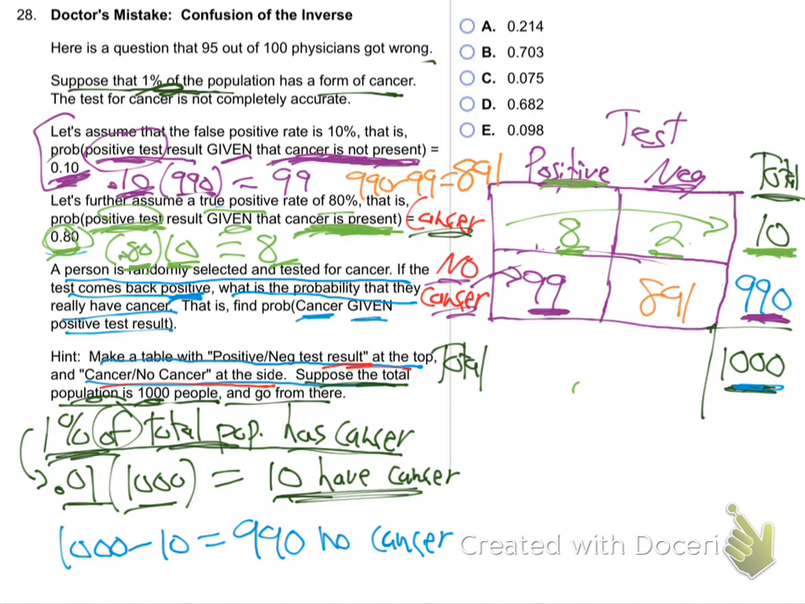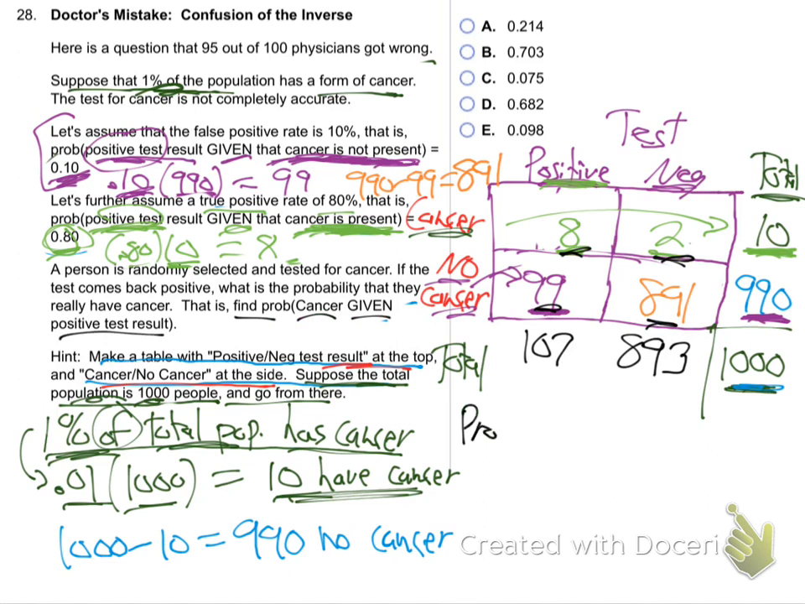Now, finally, we can figure the other totals, can't we? Just add 8 and 99. What's that going to be? 107, and add 2 and 891. That's 893. All right, now we're ready to answer the real question. What is the real question? Here we go. It's find the probability of cancer given a positive test result. Probability, so bring this down to here, of cancer given that the test came back positive.